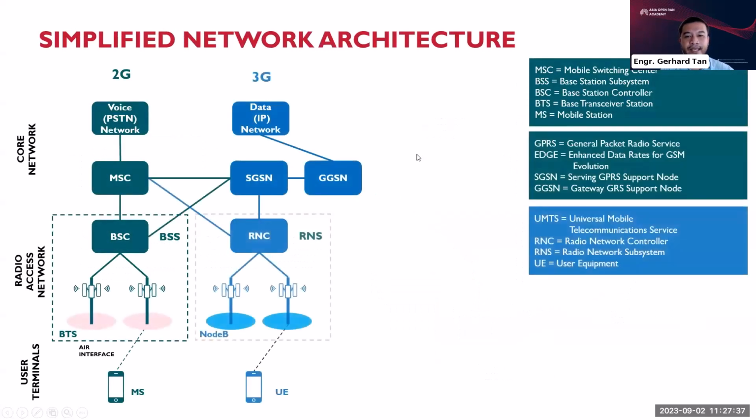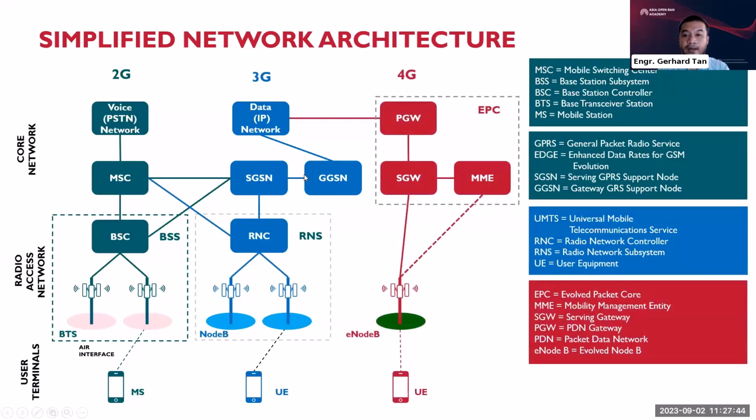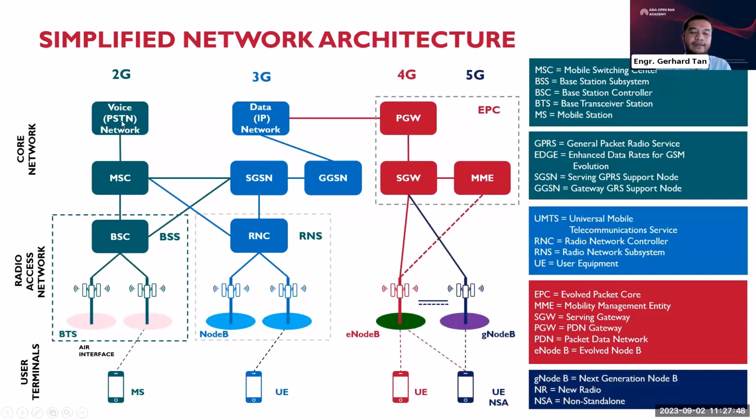So let's simplify everything in a network architecture. On 2G, you have your UE going to the base transceiver station towards the mobile switching center. In 3G, you have your user equipment, and then traversing towards your Node B, and then towards the radio network controller, and then towards the data network. Okay, your serving GPRS support node and your gateway GPRS support node. This is the one that's responsible for traversing to the internet for you to access your internet.